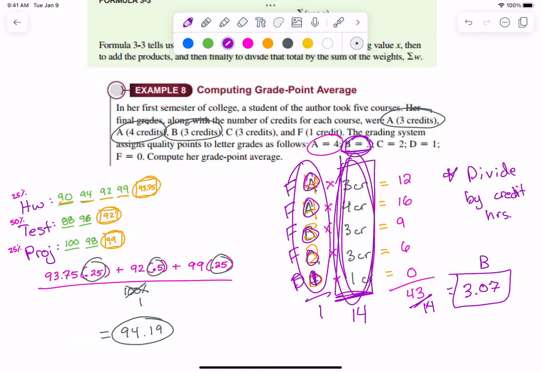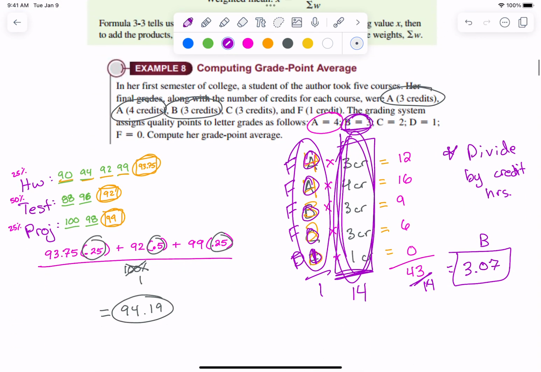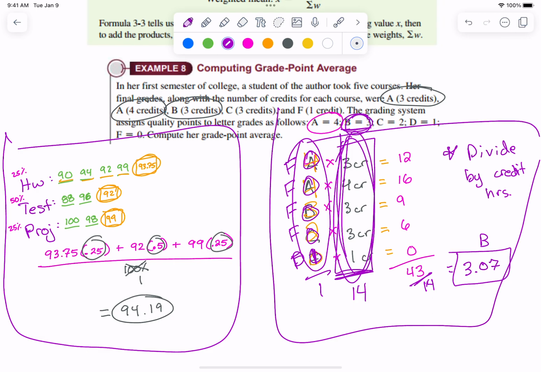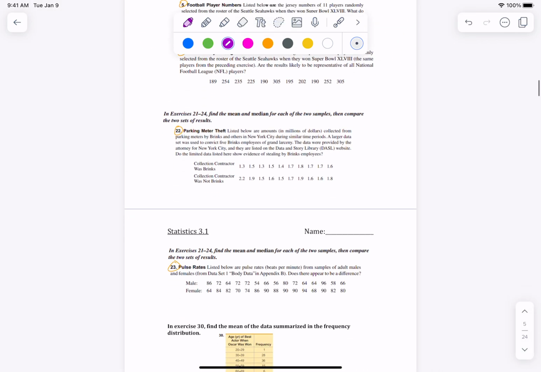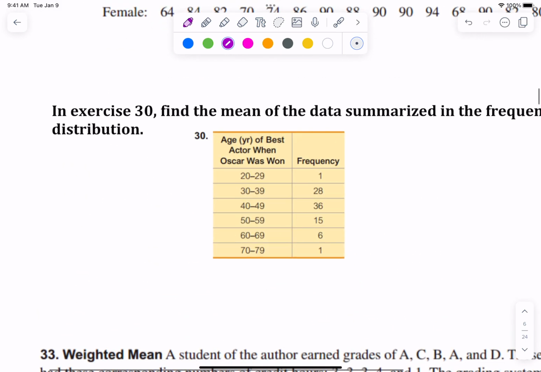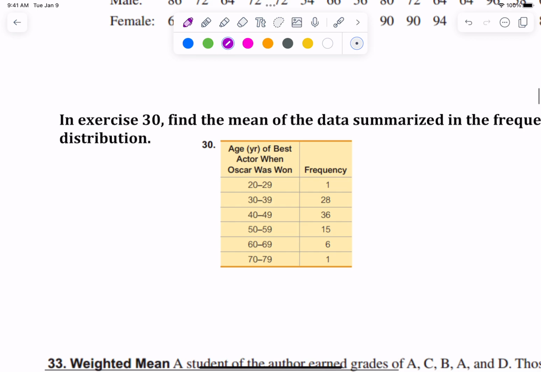Okay? Questions about that? That is calculating weighted average 2 different ways. So if you're given the actual like 90% whatever, or if you're given credits, that's how you divide. Got it? Okay. All right, you should be able to do all the rest of these. Number 30 is going to be one of those frequency tables, where you find the midpoint and you do the things and you get the average, right? Okay? So there you go.